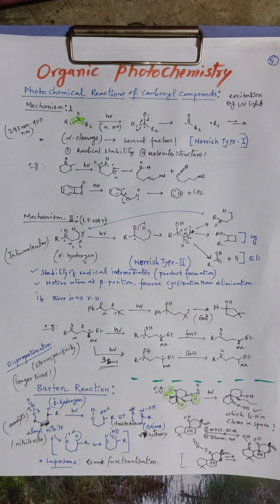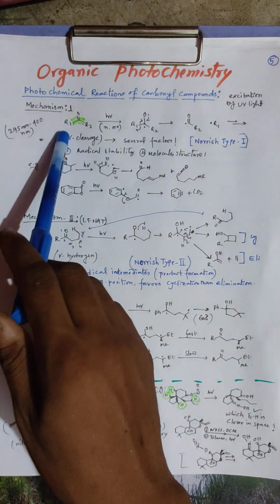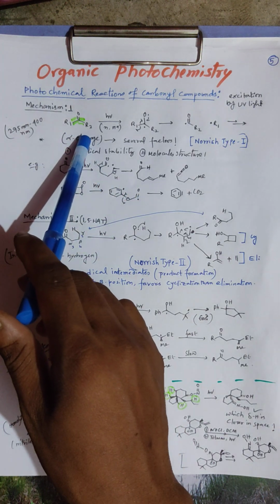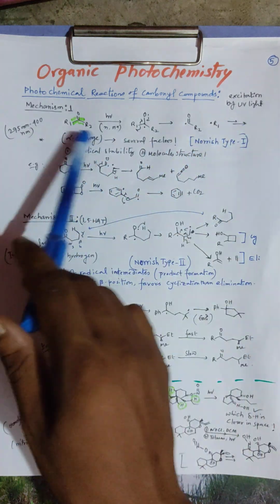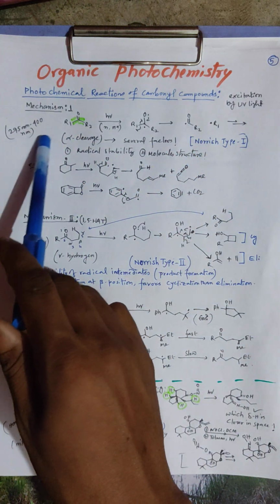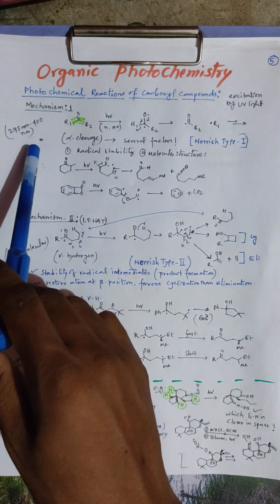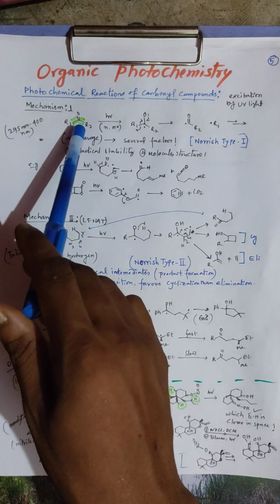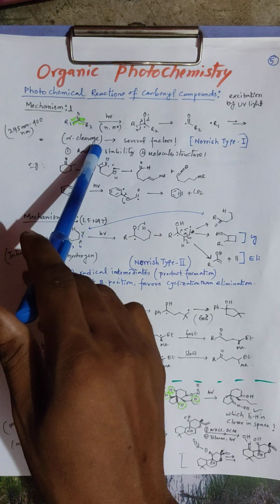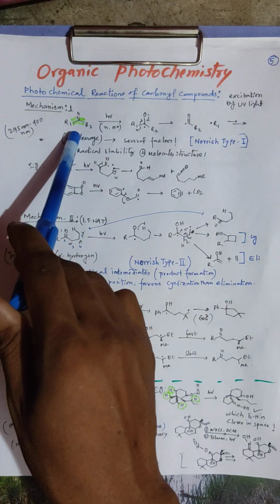Here mainly we will discuss two different types of cleavage of carbonyl compounds under photochemical conditions. One is called Norrish Type I, another is called Norrish Type II. In Norrish Type I, when the carbonyl compound is excited by UV light, in the radiation range of 295 nanometer to 400 nanometer, the alpha cleavage happens near the carbonyl.